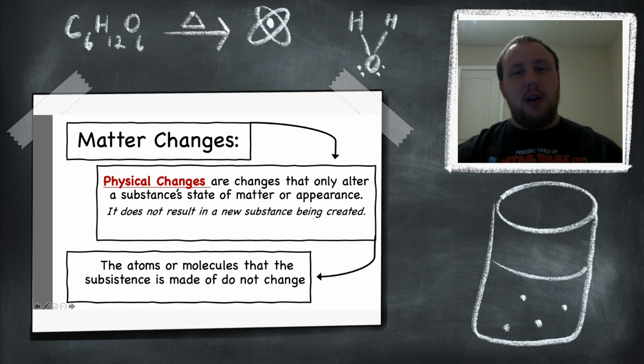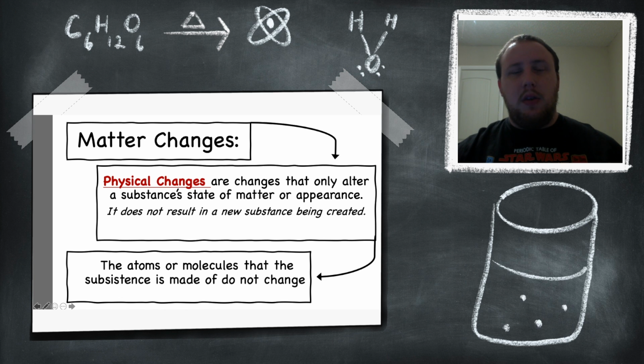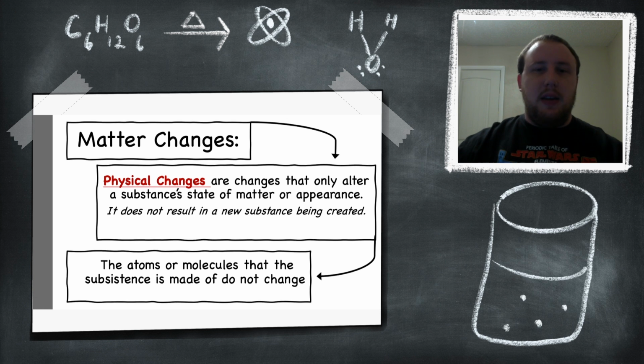The first one we're going to talk about is physical change. Physical changes only alter a substance's appearance. It does not change the chemical makeup of that substance. In other words, we still result in the same substance being formed. Nothing new is made. The atoms or molecules that we start with are what we are going to end with. Nothing changes.